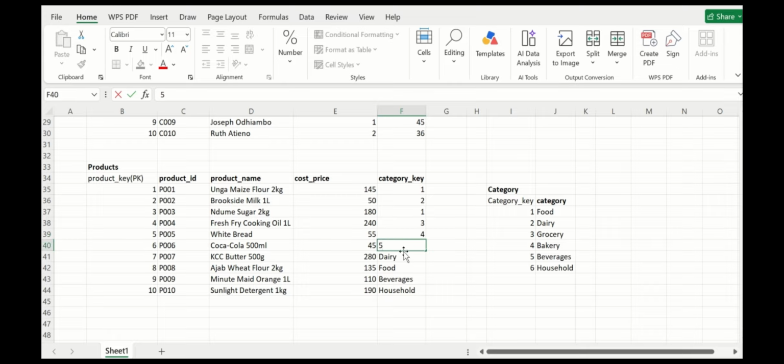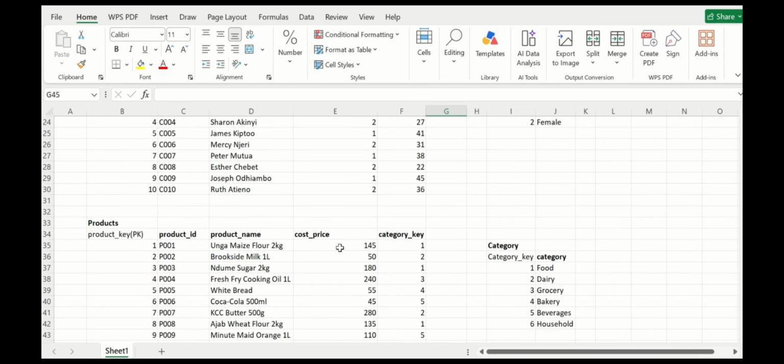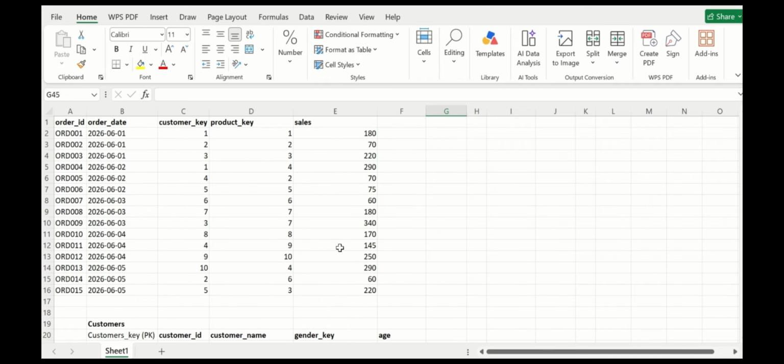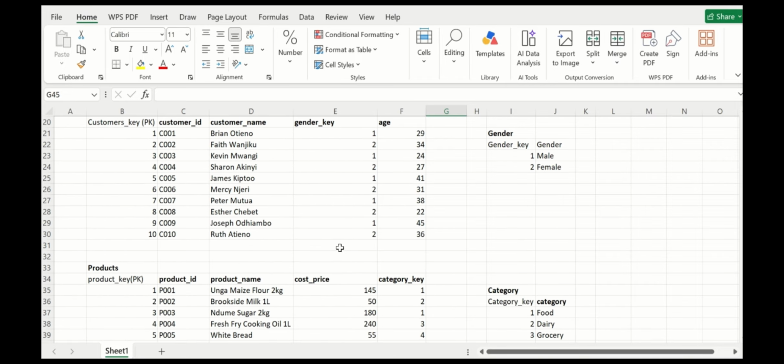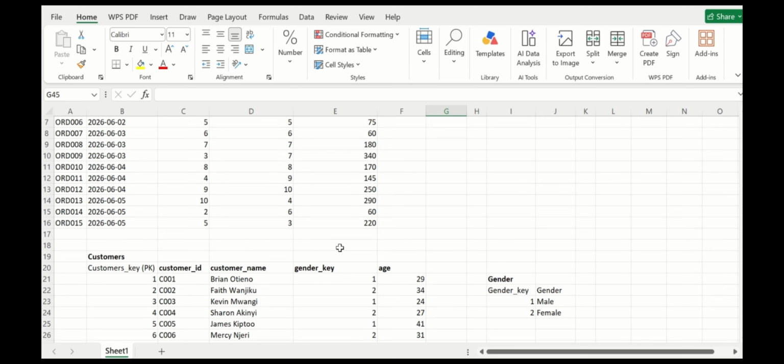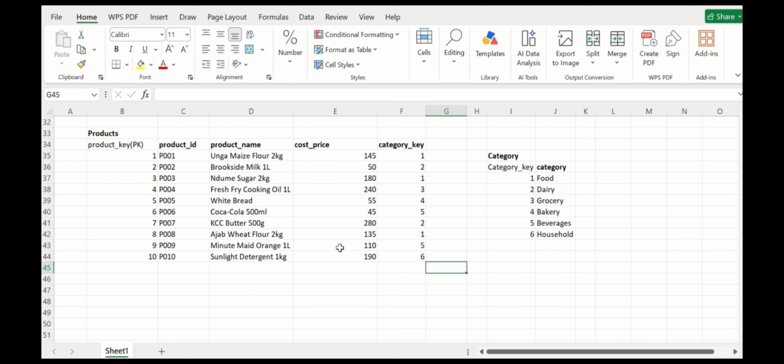Beverage, this is 5. Dairy, this is 2. Food, this is 1. Beverage, this is 5. Household, this is 6. So now we don't have any redundancy in this table, and you can see all our tables are very, very cute.